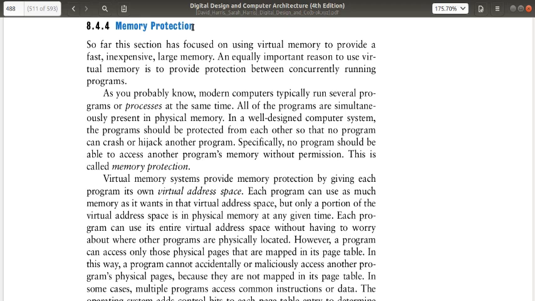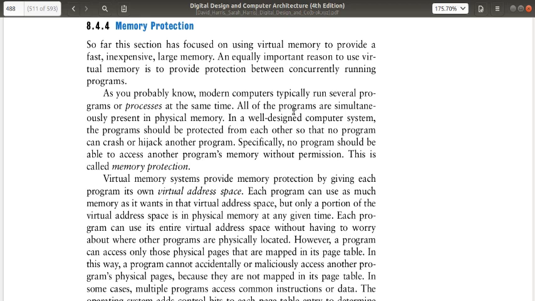So even though this concept of virtual memory is developed to give programs or processes the sense of having more memory.